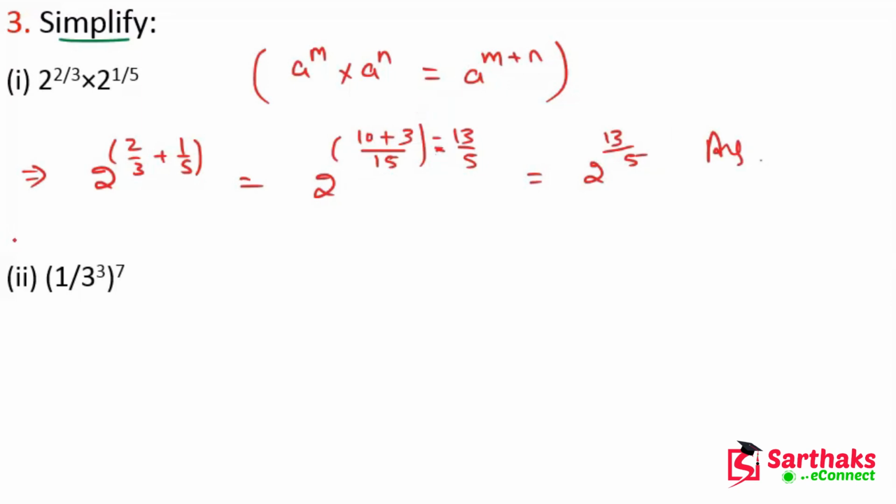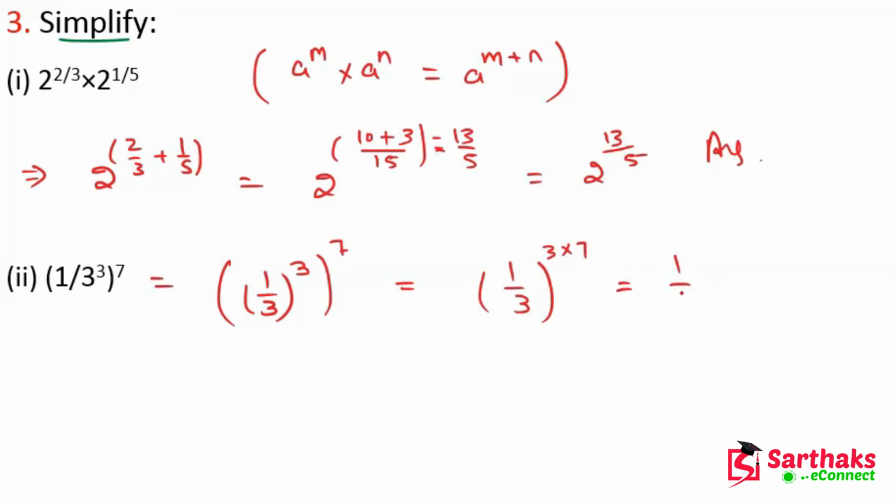So now, my dear friends, the next question is 1 upon 3 raised to power 3 and whole raised to power 7. We can solve it very easily. In this case, we have to multiply the powers. We get 1 upon 3 raised to power 3 into 7, which equals 1 upon 3 raised to power 21. I hope you get this point.